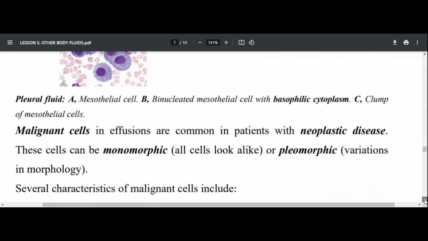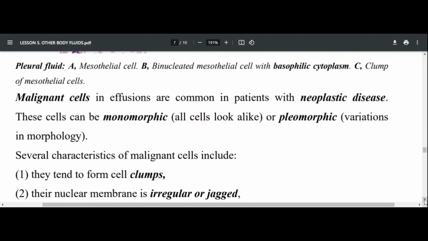Malignant cells, in fact, are common in patients with neoplastic disease, and these cells can be monomorphic, where all cells look alike, or pleomorphic, with variation in morphology. Neoplastic cells, malignant cells that are seen in effusion fluids, arise from different neoplastic disorders, so they can't have the same morphology, because some of them arise from lymphoma, metastatic lymphoma, metastatic leukemias, or metastatic tumors and cancers.